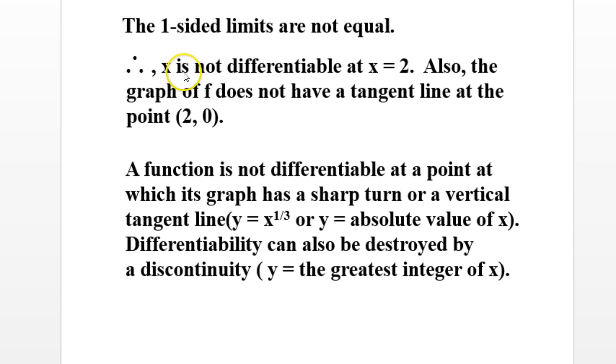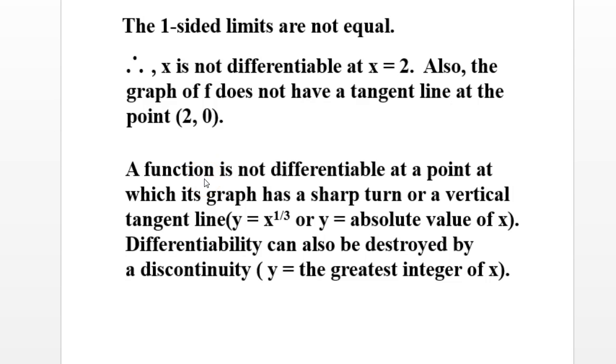There you go. f is not differentiable, and this little 3 dots means ergo, or therefore, f is not differentiable at x equals 2. Also, the graph of f does not have a tangent line at the point 2, 0, which makes sense because it's pretty much a straight line. So at any point you're trying to pick a point to work with, it's going to be funky looking.